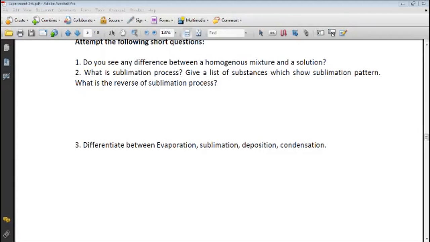Very good. Because homogeneous mixtures are actually called solutions. You will not see any difference between the homogeneous mixture and the solution. This is the correct answer.